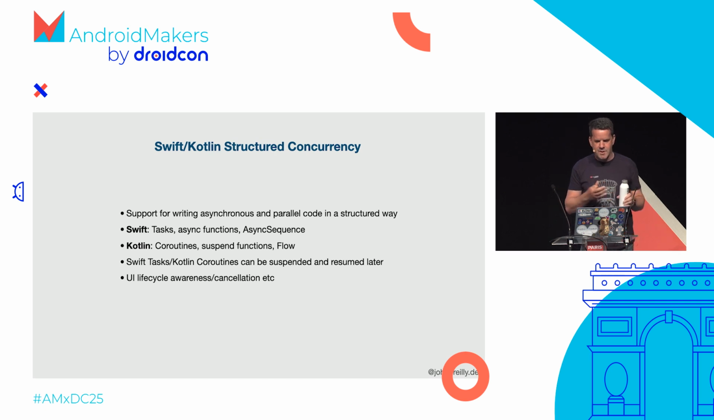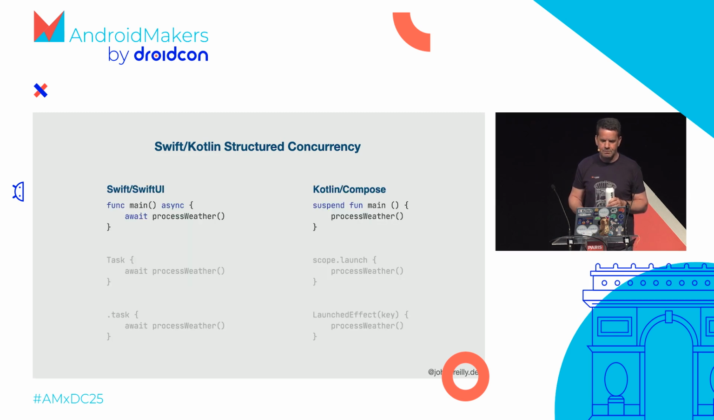A key enabler of this is the ability to have code that can be suspended at particular points and resumed later. Swift supports these capabilities through the likes of tasks, async functions, and async sequence, and Kotlin similarly through coroutines, suspend functions, and flows. And a very important aspect of this is how invocation of code like this can be tied to the UI lifecycle, thus allowing, for example, automatic cancellation when a view disappears.